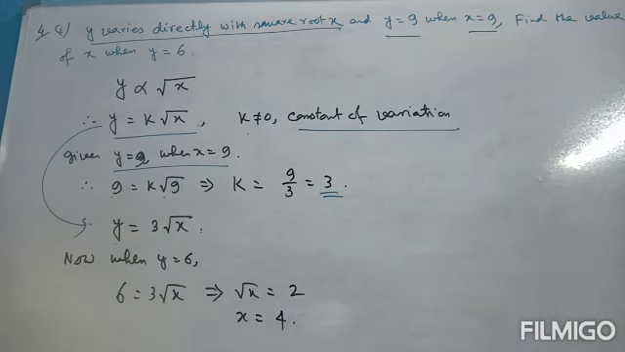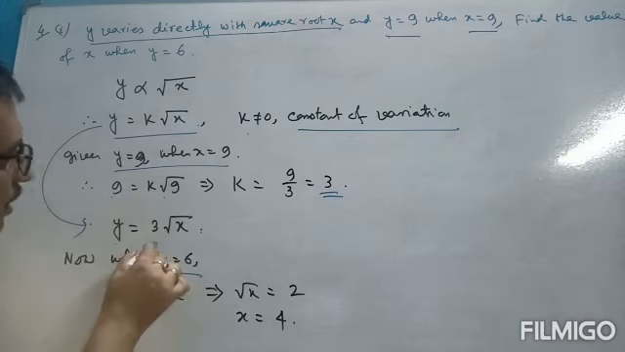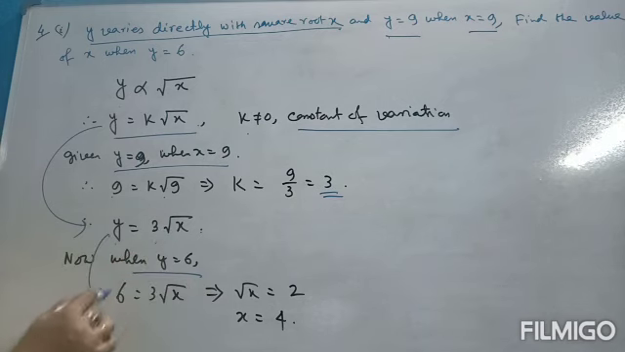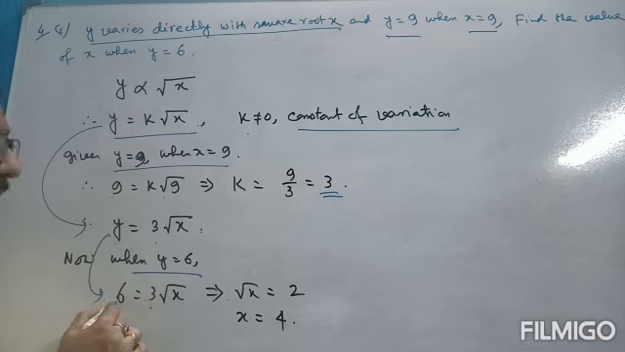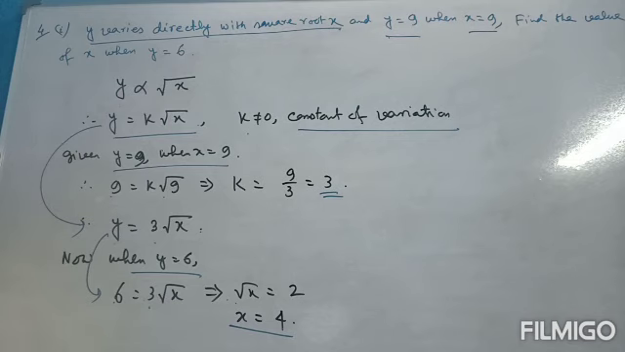Now we have to find out the value of x when y is 6. Put the value of y is equal to 6 in this equation, we get 6 is equal to 3 root x, that means root x is equal to 6 by 3, that is 2. So squaring both sides, we get x is equal to 4. If we take negative sign, plus minus, then we get the same answer, no problem at all.